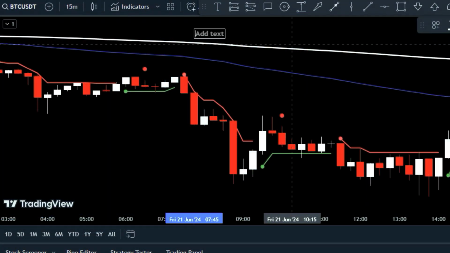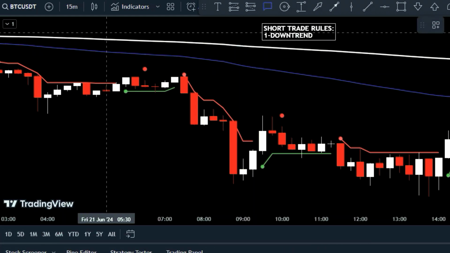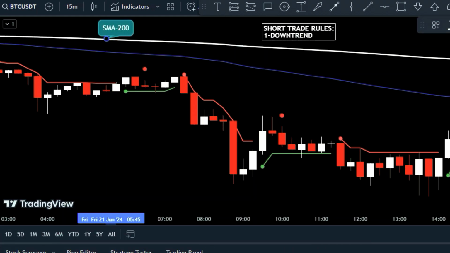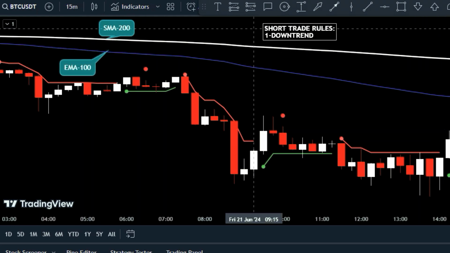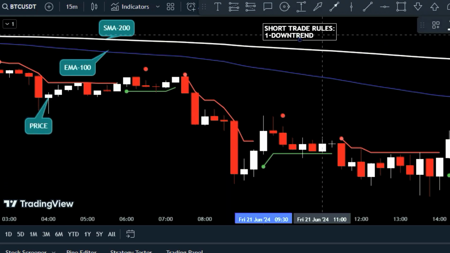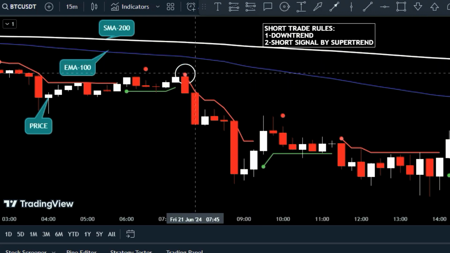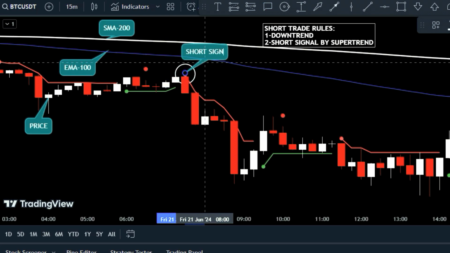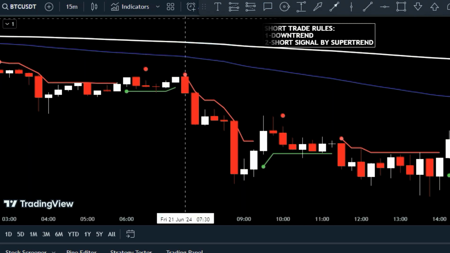Alright, let's break it down. The rules for entering a sell trade with our winning strategy. First, make sure the market is in a downward trend by checking if the EMA 100 is below the SMA 200 and the price is also beneath both moving averages. Then, hold your horses until the super trend indicator gives you a thumbs up by showing a red dot and a red line above a candle, signaling it's time to sell. So, once both conditions are met, you're all set to enter that sell trade.